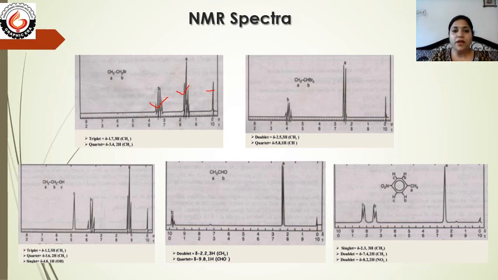Then what happened in case of CH2 and CH3? Both have different environments because the CH2 has two hydrogens attached to the carbon, and the carbon is further attached to the Br.